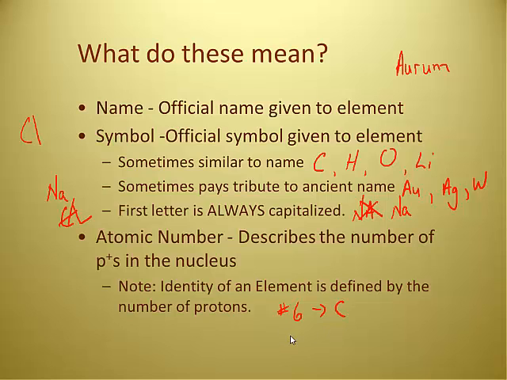Carbon has 6 protons. If somehow an atom were to lose a proton and it only has 5, it would suddenly become another element. It would actually become boron, which is what we're doing here. Okay, so we're moving on then. We're boring on and on and on. All right.